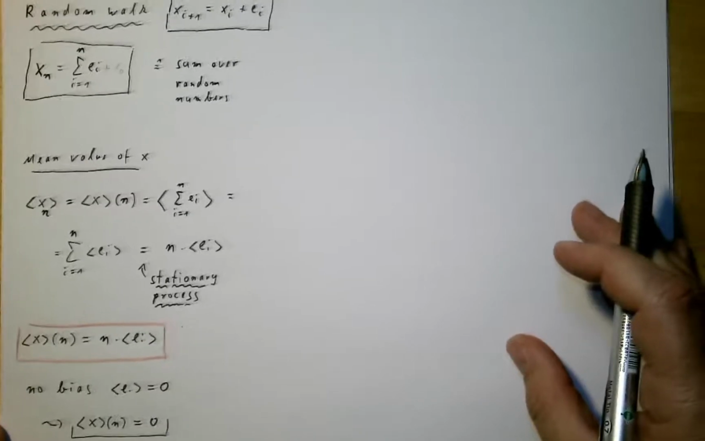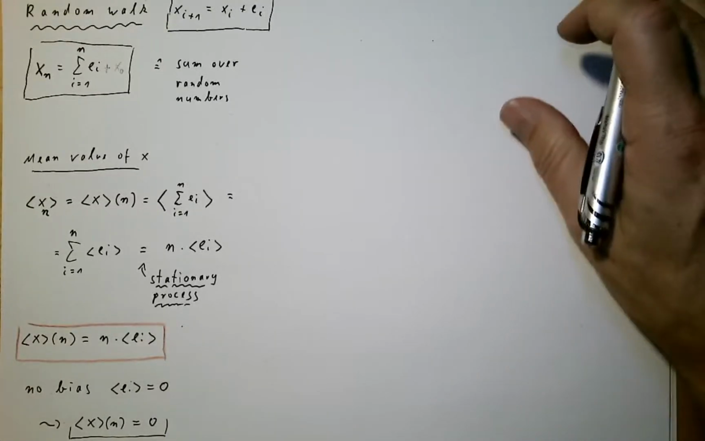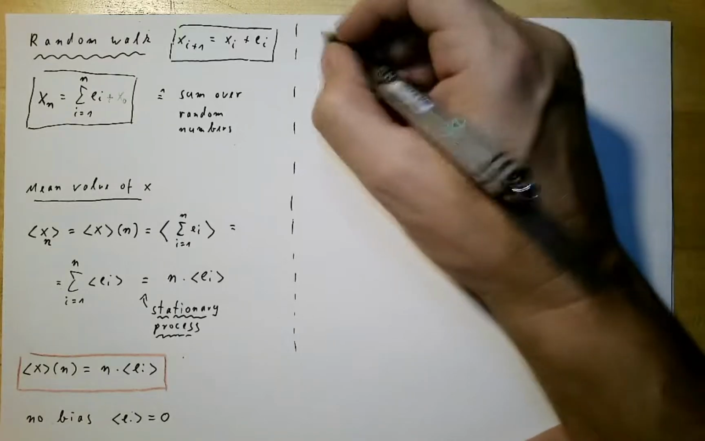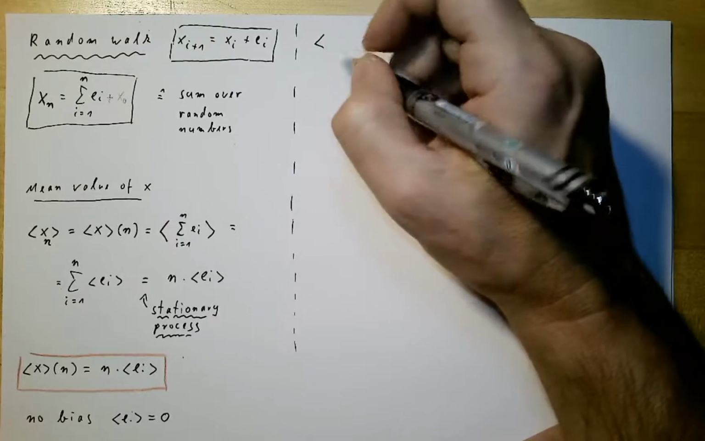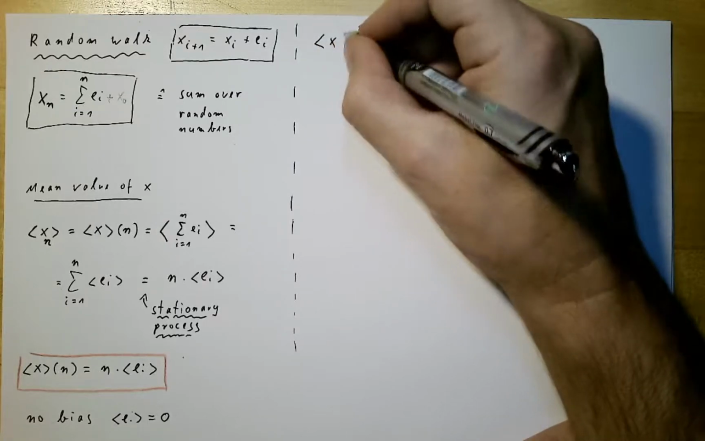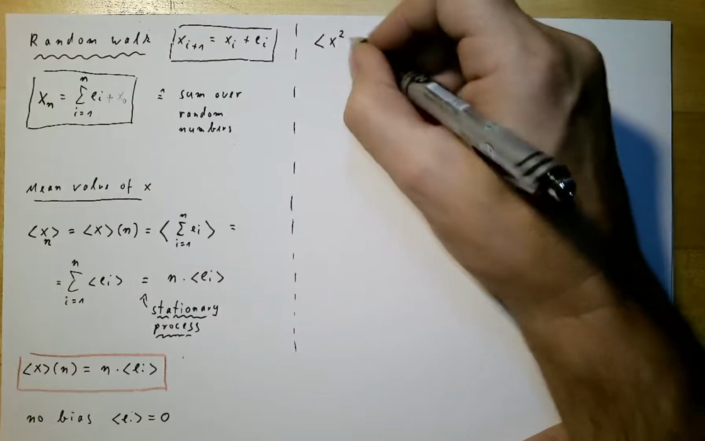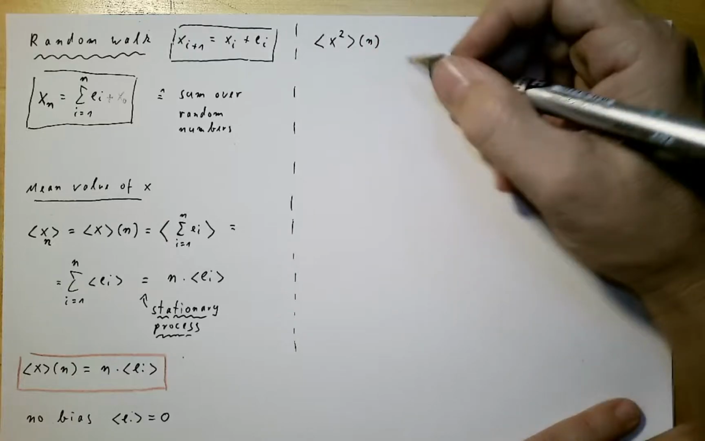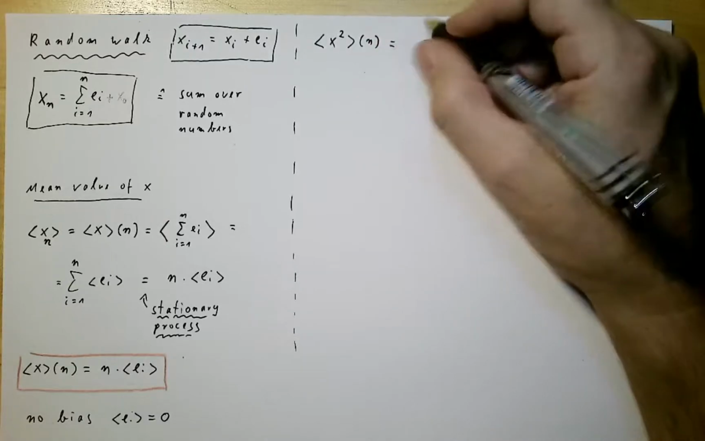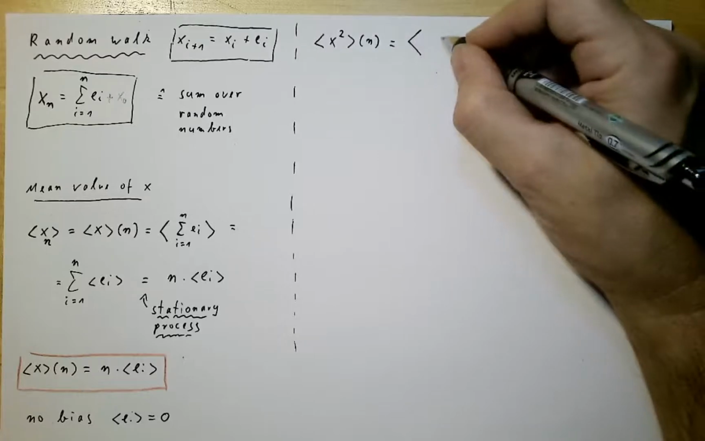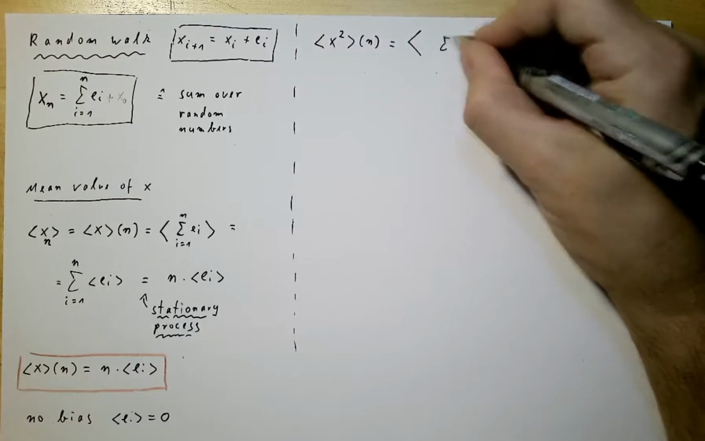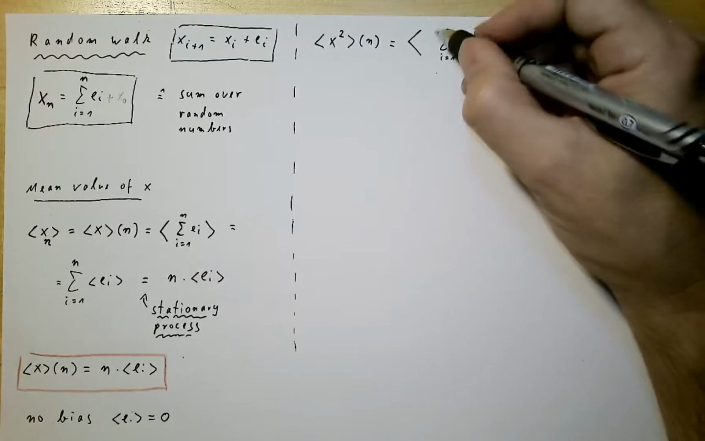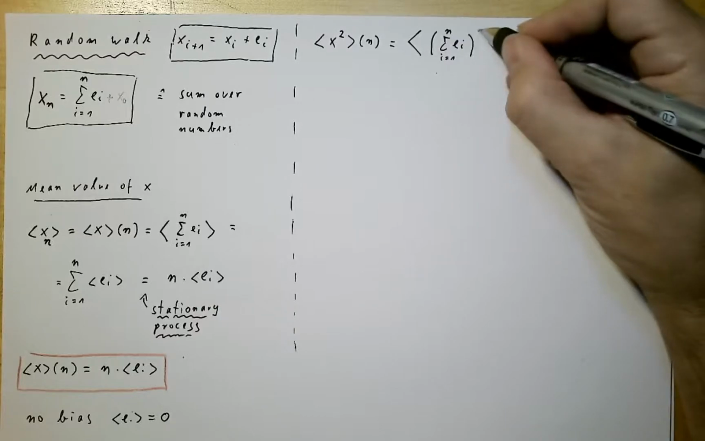So that was quite simple. Now let's see, can we calculate the standard deviation? So for this we need to calculate the second moment. So let's calculate the second moment x squared as a function of n. So what we need is the expectation of our sum of n random numbers, i equals 1 to n, and this sum has to be squared.